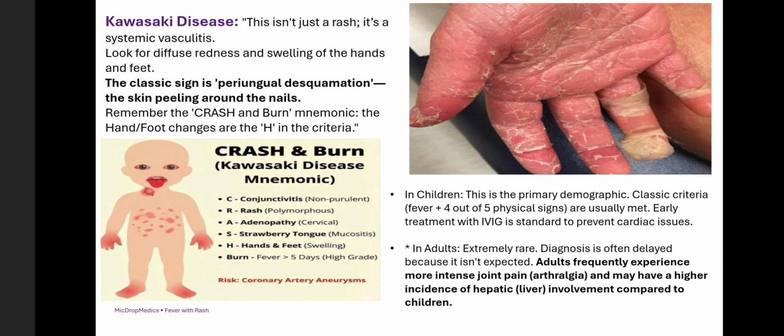Early treatment with IVIG is the standard protocol to prevent cardiac diseases here because there is a high risk of coronary artery aneurysms. But adults experience more intense joint pain and may have a higher incidence of hepatic involvement compared to children, though it is very rare.